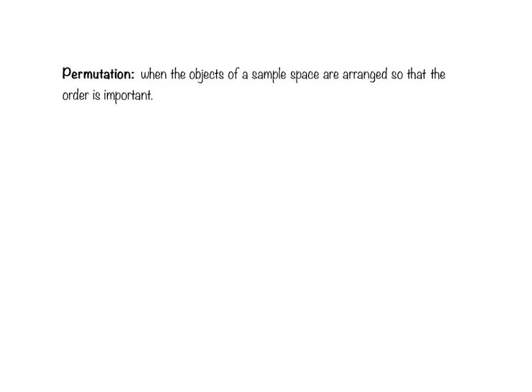Okay, let's go on. Very important that you write down this definition. Permutation. A permutation is when the objects of a sample space are arranged so that the order is important. For a permutation, the order is important. Okay?